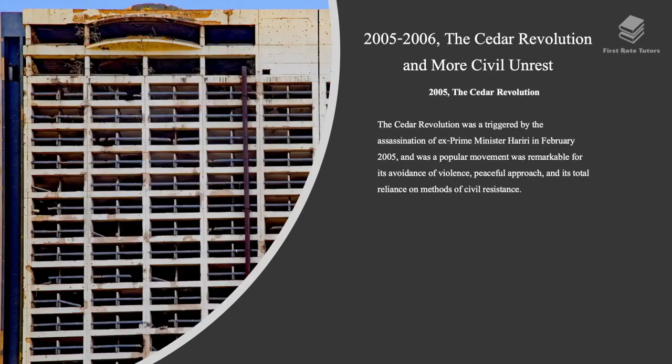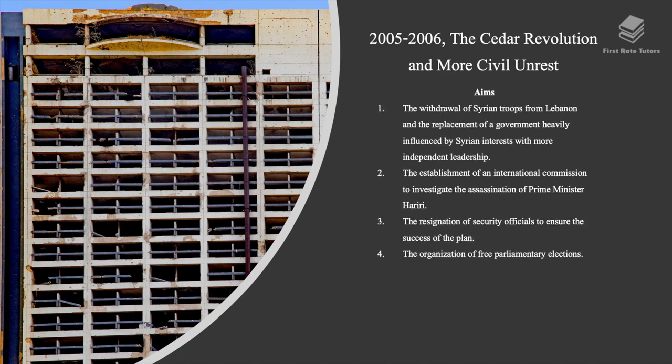So the Cedar Revolution was triggered by the assassination of ex-Prime Minister Hariri in February 2005. And the popular movement was remarkable for its avoidance of violence, peaceful approach, and its total reliance on methods of civil resistance. Its aims were the withdrawal of Syrian troops from Lebanon and the replacement of a government heavily influenced by Syrian interest with more independent leadership.